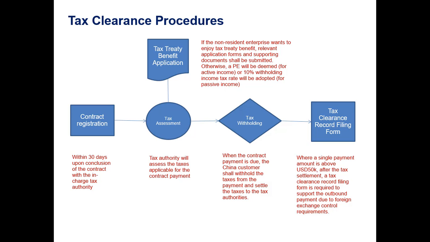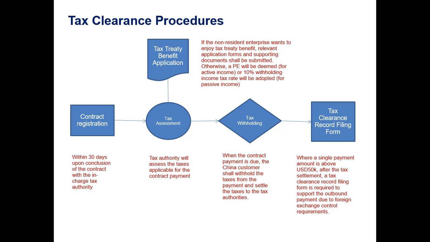And later, after the tax assessment, the tax authority says, okay, we agree you to withhold certain VAT and certain withholding income tax. When the contract payment is due, the local customer will withhold the taxes from the payment and pay the tax to the tax authorities. After this, they can pay the remaining balance to you.